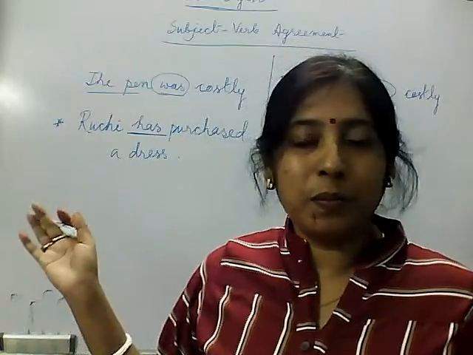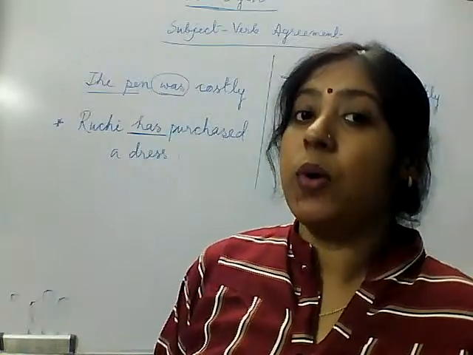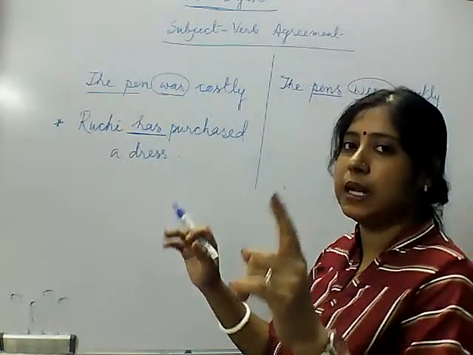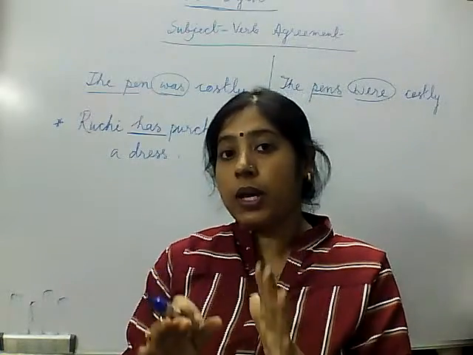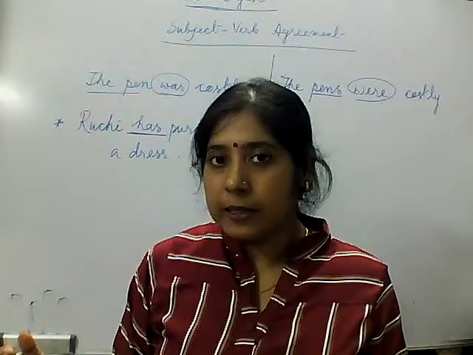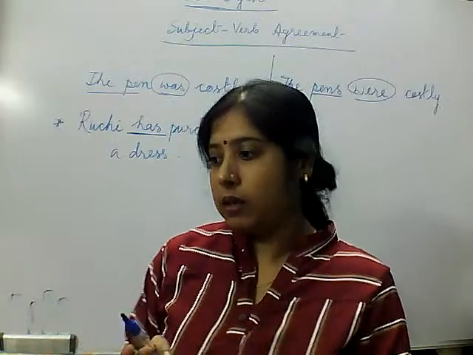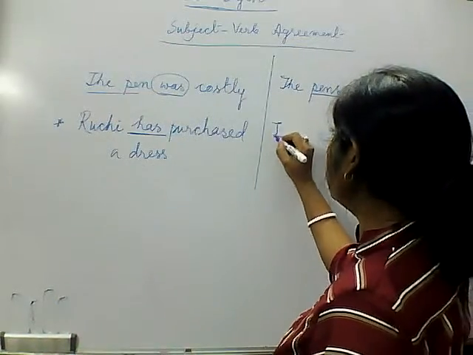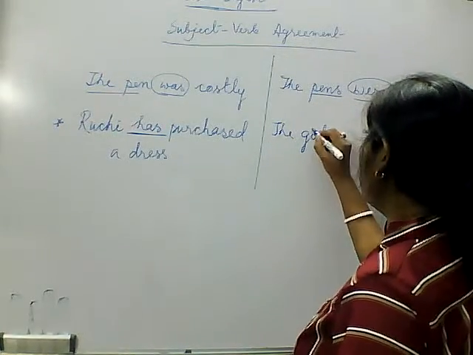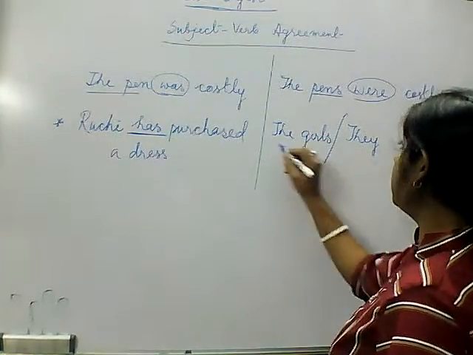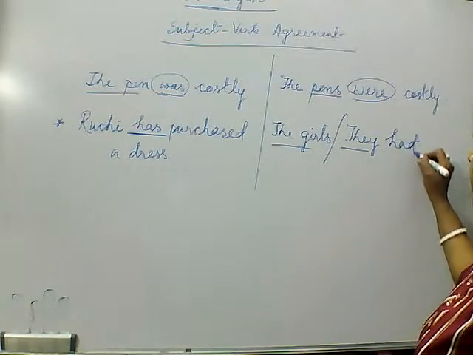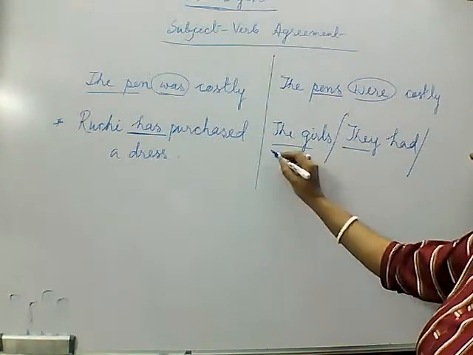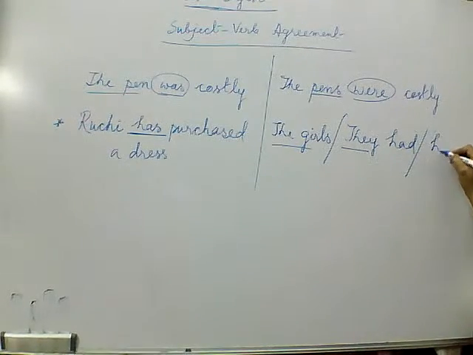But if I use the plural form, what will it be? Ruchi, of course, is singular, and in plural, that means many children are there. Ruchi is a girl, singular. Okay, if so many girls are there, then what will you say? The girls or they. Okay, in that case, I may write the girls or I may write they. In both the cases, what will you use? In past tense, we will use had. And in present tense, what will you use? The girls and they. If it is in the present tense, we will use have.